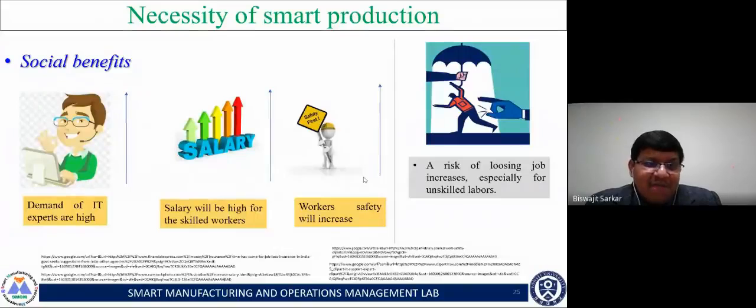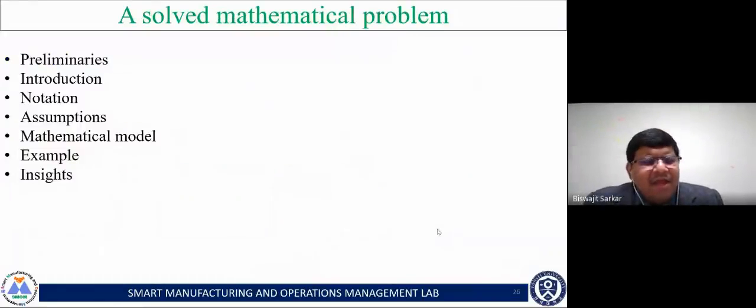And regarding social benefits, automatically those who are expert in the skilled area, their jobs will continuously go on and salary will increase. But there is a big risk, please be careful about this one. The risk of losing jobs continuously increases for the unskilled labor. So that's the indication: please prepare yourself for the skilled labor direction, otherwise you may lose. That means you cannot just get a job and sleep. If you do that, then you may lose the job someday.